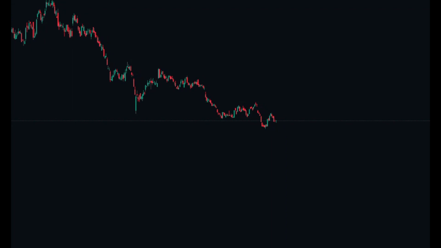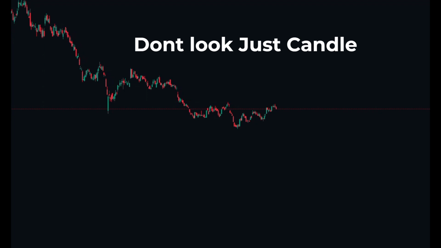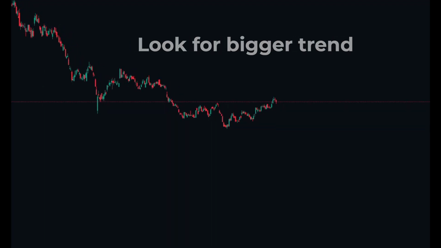The next time you open a chart, don't ask, what is this candle doing? Ask, what is the bigger trend? That one habit will completely change how you read charts.